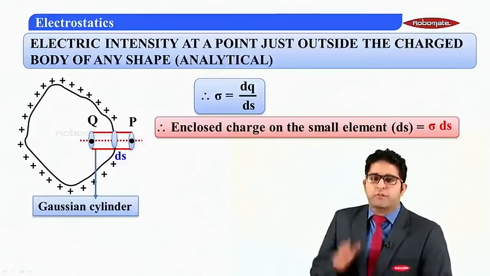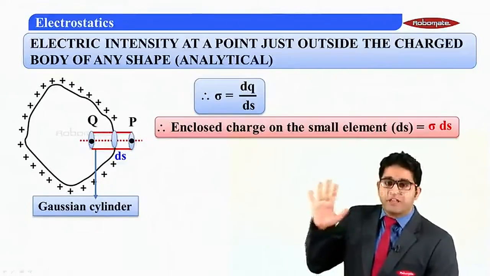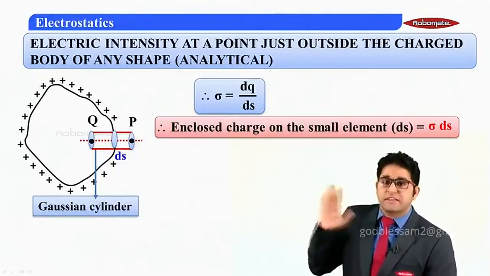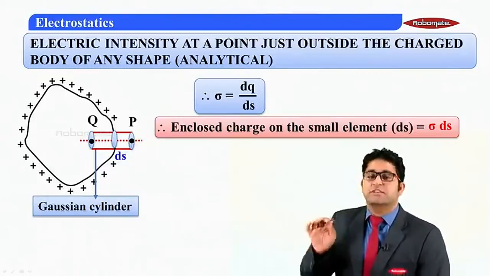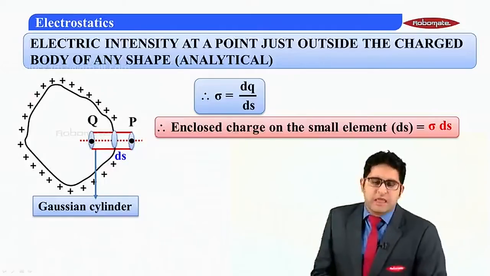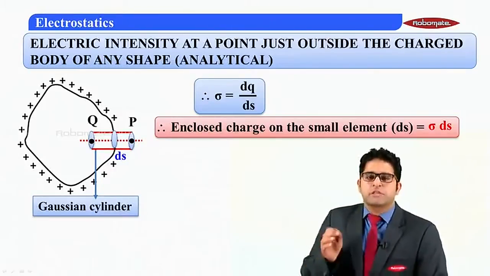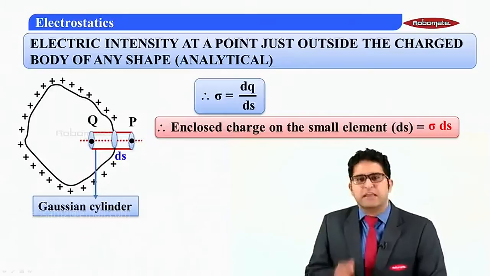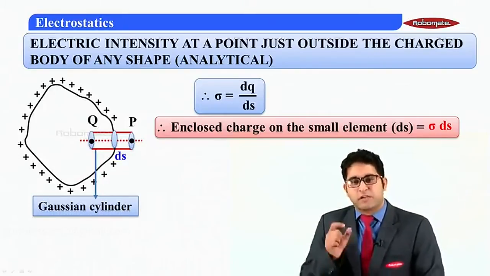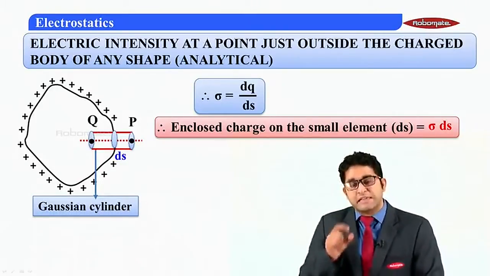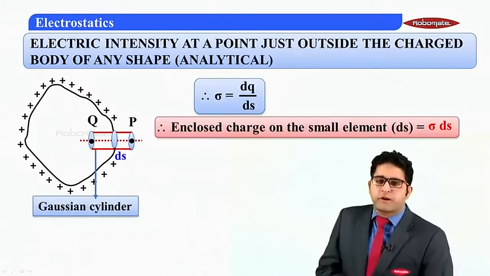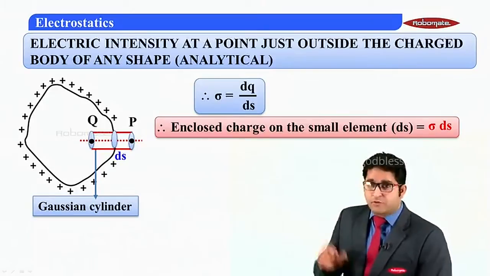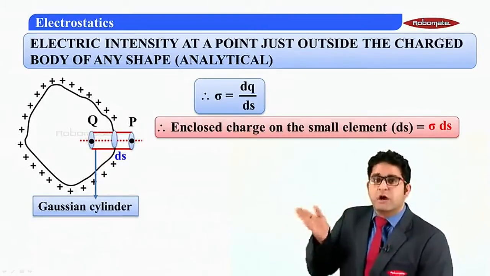In the previous module, we have taken a charged body of any shape. Now, see the shape of body, it is irregular. And as the shape of body is irregular, the distribution of charge is non-uniform in this case. And as distribution is non-uniform, surface charge density, that is sigma, is given by dq upon ds, where dq is the small charge and ds is the elemental area, right? Now we are supposed to find out intensity at point P, right? So we have considered point P, which is just outside.